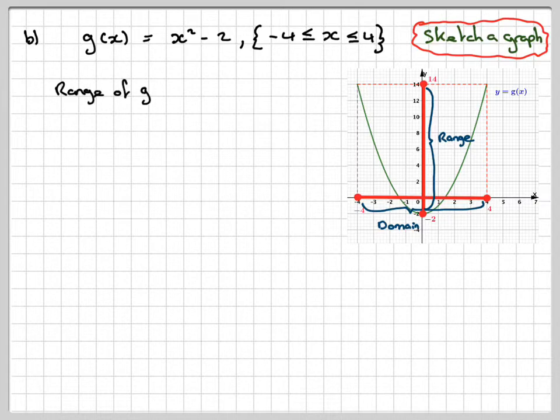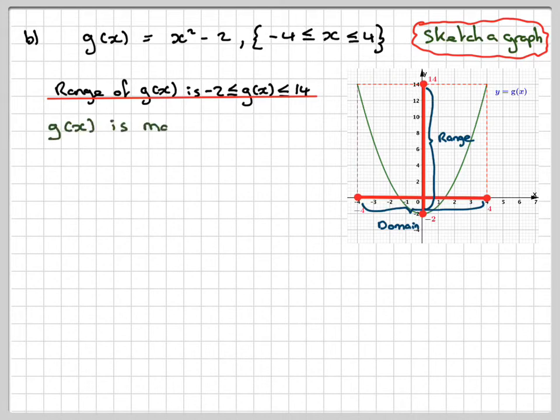So we can say that the range of g of x is from minus 2, and we put the term g of x in here, not x, so g of x is less than or equal to 14. It can be equal to because here it is equal to and here too. Now this function is what's known as many to 1. If we take minus 4 for example, minus 4 maps onto 14, and then also 4 maps onto 14. It only has to happen once for the function to be many to 1.